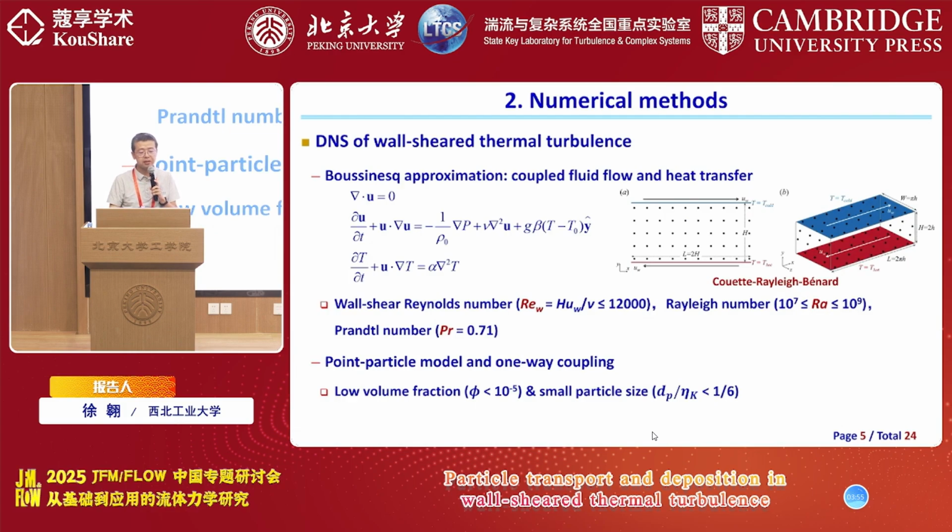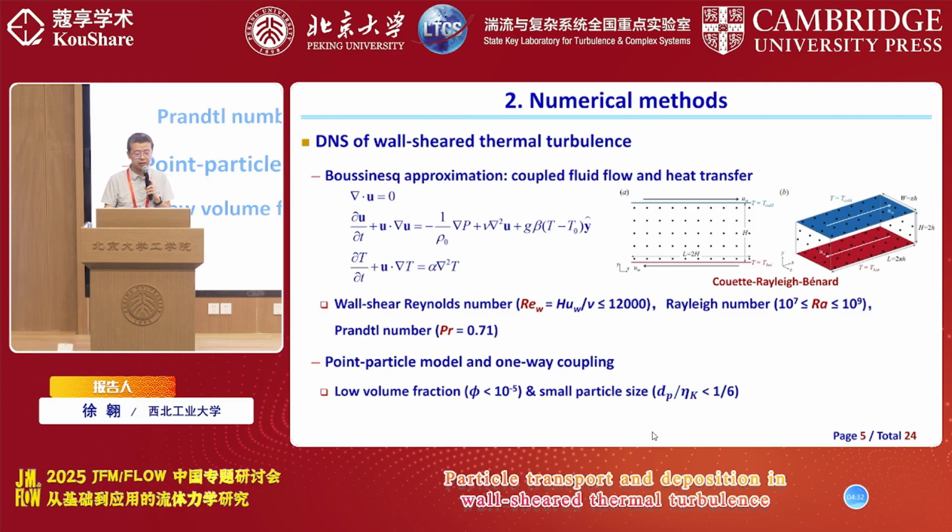Now, a few words on the numerical methods. We perform direct numerical simulation, using the Boussinesq approximation to describe the coupled fluid flow and heat transfer. The wall-shear Reynolds number, Re_w, is defined using the characteristic length of the height of the flow system and the wall velocity. And the Rayleigh number is in the range between 10 to the power 7 and 10 to the power 9, and the Prandtl number equals 0.7, corresponding to that of air.